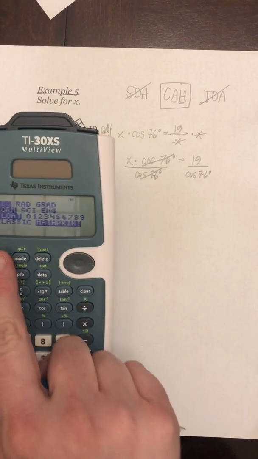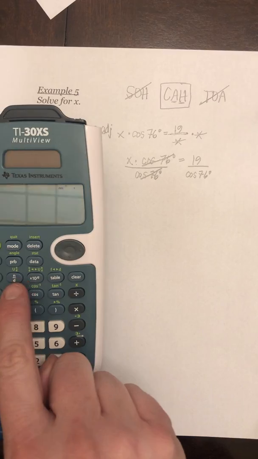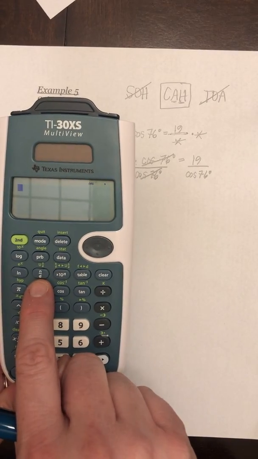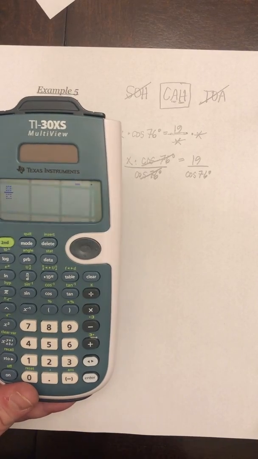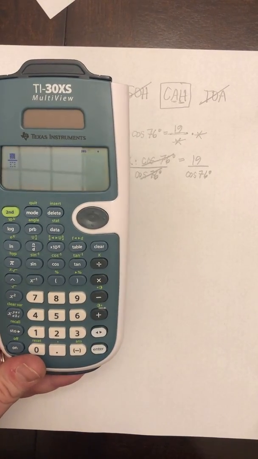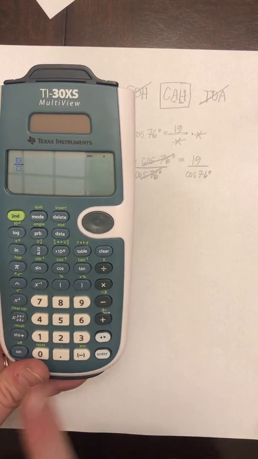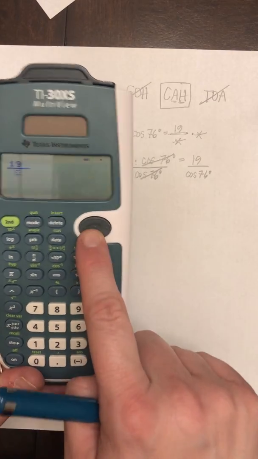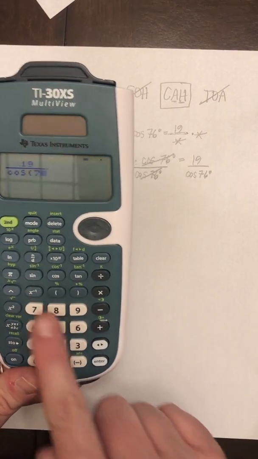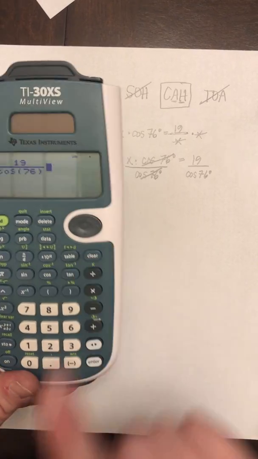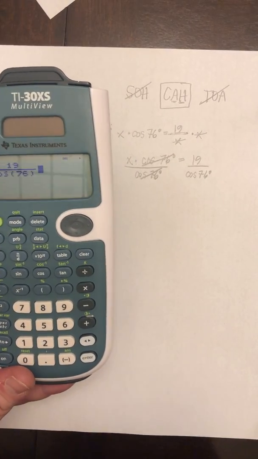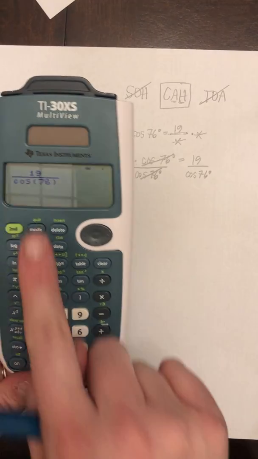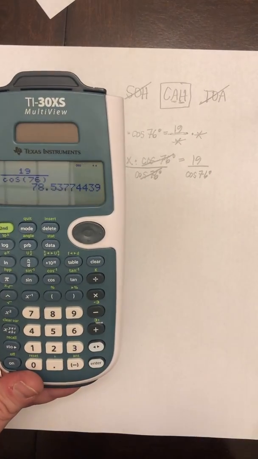You don't have to have it in math print, but the thing I love about math print is when I hit this button right here that has N over D, which stands for numerator over denominator, it pulls it up and looks like a fraction, and I really like the way that looks because it looks just like it does on my paper. So I'm gonna do 19 divided by cosine of 76. No big deal if yours isn't in math print, you would just do 19 divided by cosine of 76, and it would look different here, but it would come up to the same answer.